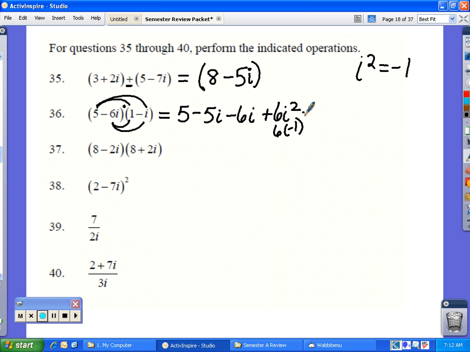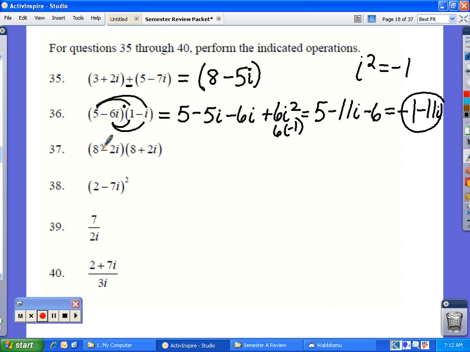So if I write this out, I'm going to have 5. I'm going to combine the like terms of negative 5i and negative 6i to get negative 11i. And then this is going to change to negative 6. And now I can combine 5 minus 6. 5 minus 6 is negative 1 minus 11i. So that is your final answer.